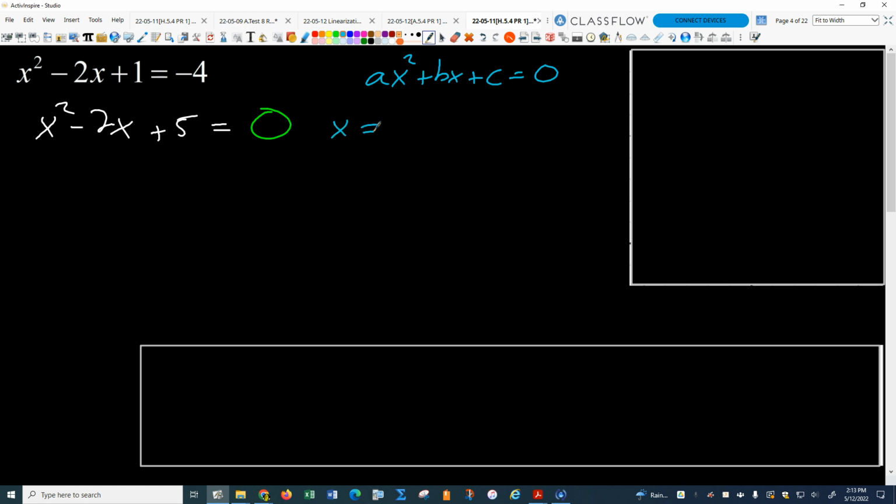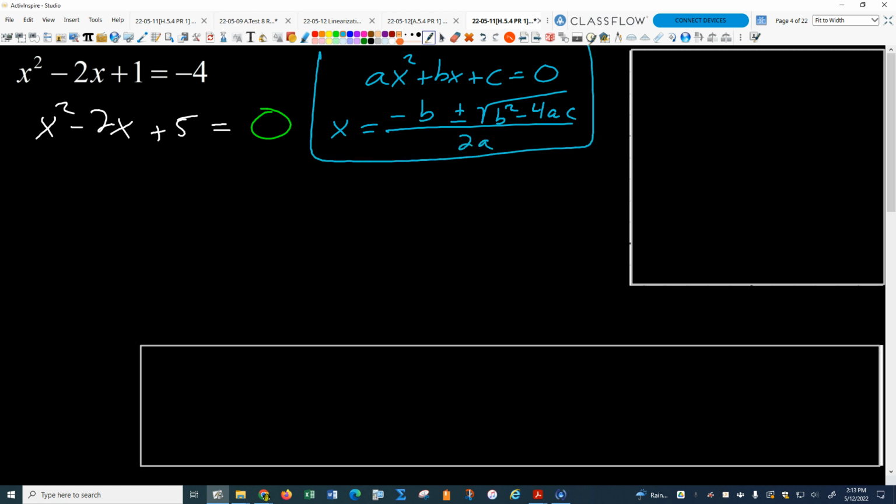What does the quadratic formula tell us? X equals, all divided by 2a. Okay, so there's our quadratic formula. What are our values of a, b, and c in this trinomial? 1, -2, 5. Good, okay.